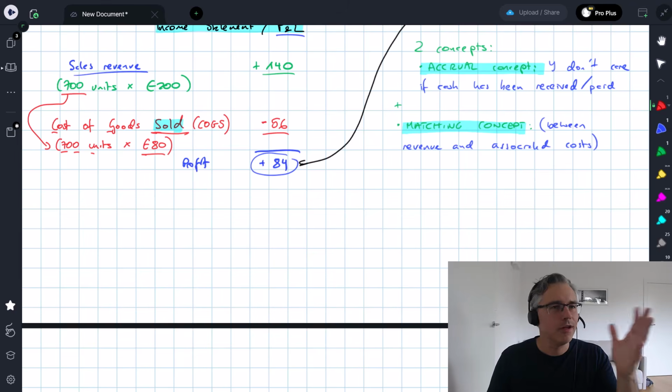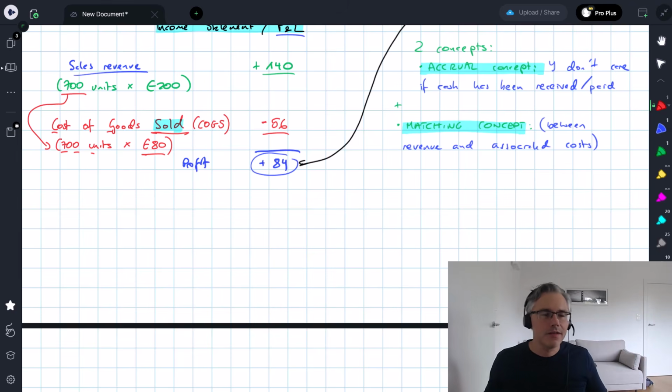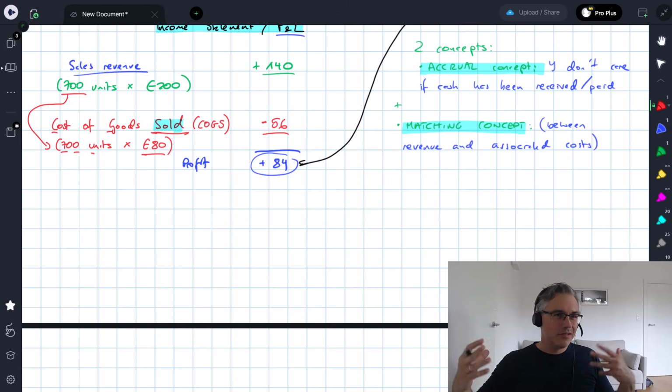I think that's a perfect reflection of how the matching concept works. And whenever you read financial statements, please be aware of the fact that this matching is going on, and obviously the effect of the accruals. So the 84 of profit is not cash profit at all, and it's not necessarily how everybody else would compute profit if they used different concepts and assumptions.